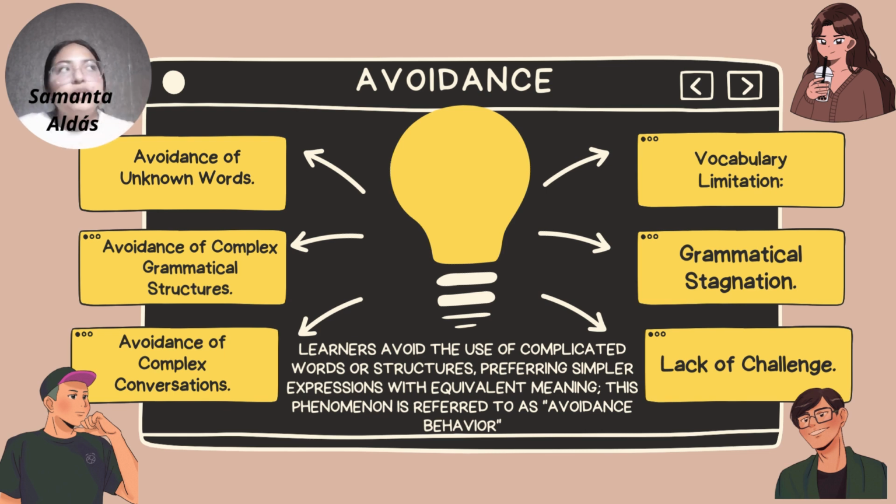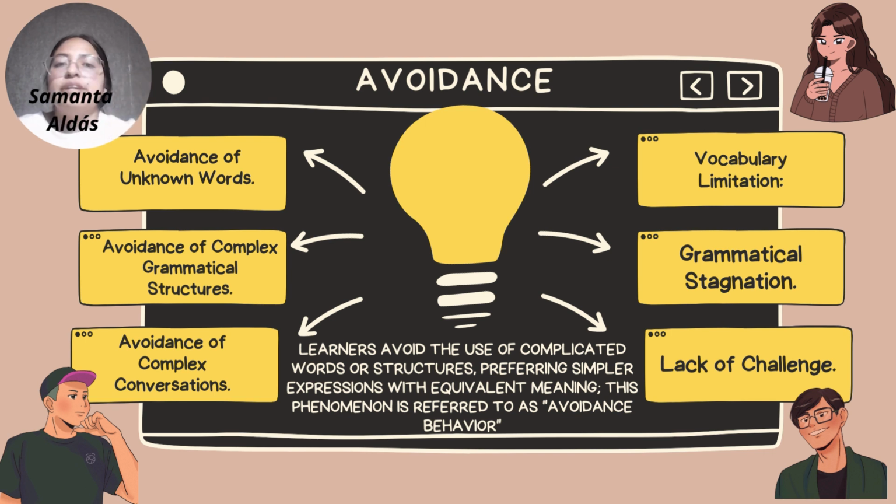It is very common, for example, avoidance of complex words. In other words, using more common words without complex pronunciation. The other is avoidance of grammatical structures. For example, learners avoid constructing sentences in passive voice or active voice because it seems complicated. The other, avoiding complex conversation. Learners avoid engaging in conversation about complex topics to avoid possible errors, but this leads to vocabulary limitation.